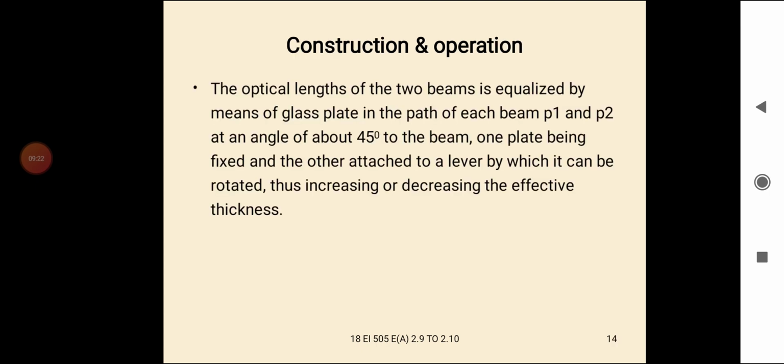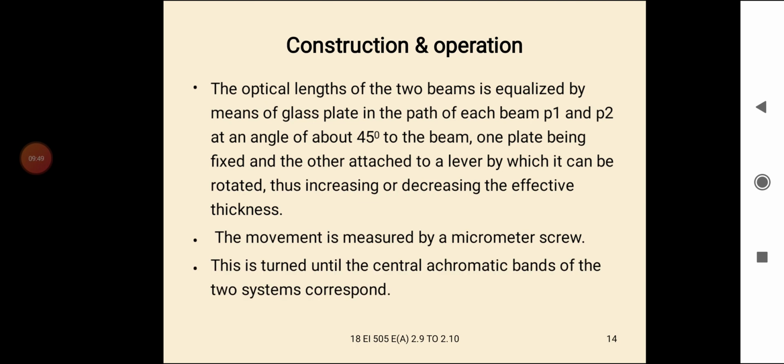The construction and operation: the optical lengths of the two beams are equalized by means of a glass plate in the path of each beam, P1 and P2, at an angle of about 40 degrees to the beam, one plate being fixed, the other attached to a lever by which it can be rotated, thus increasing or decreasing the effective thickness. The movement is measured by a micrometer screw. This is turned until the central achromatic band of the two systems correspond.